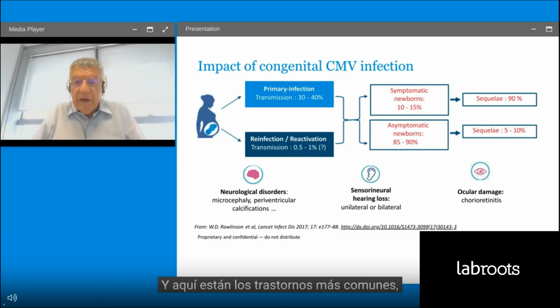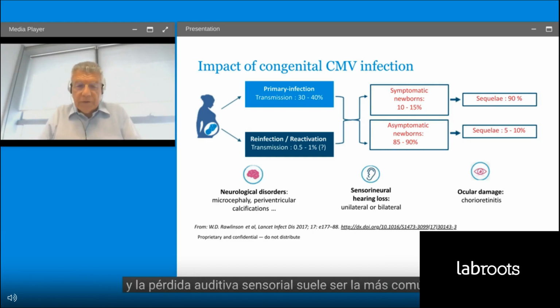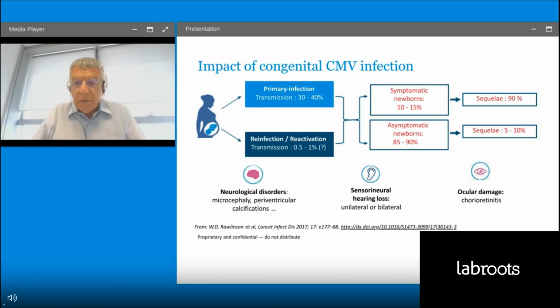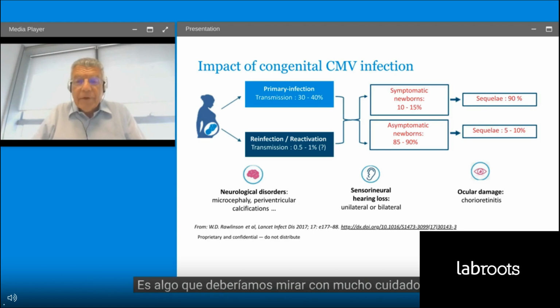And you see here which are the most common disorders, and sensorineural hearing loss is usually the most common. We should remember that CMV infection, after Down syndrome, is the most common cause of congenital disease in the world. So this is something we should really look at very carefully and try to prevent as much as possible.